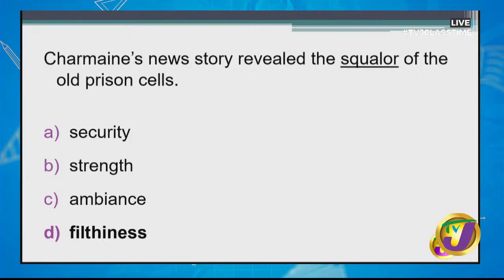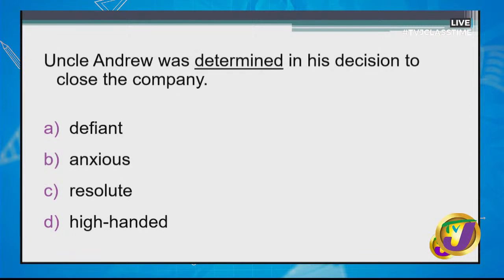All right, let's look at the next sentence. Uncle Andrew was determined in his decision to close the company. And we're looking at the word determined. And please notice, when you're using it in this context, you must have a D on the end. So it's not Uncle Andrew was determined. He was determined. So the adjective needs to be determined.